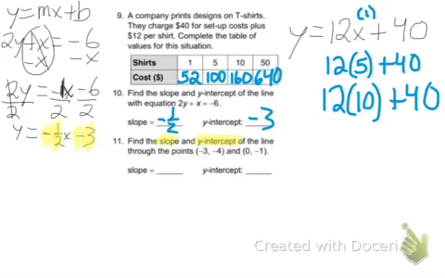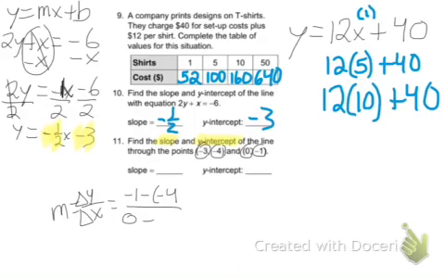Well, slope, which is m, is change in y over change in x, or delta y over delta x. So, let's write the change in y over change in x. Change in y, negative 1 minus negative 4 over the change in x. That'd be 0 minus negative 3.